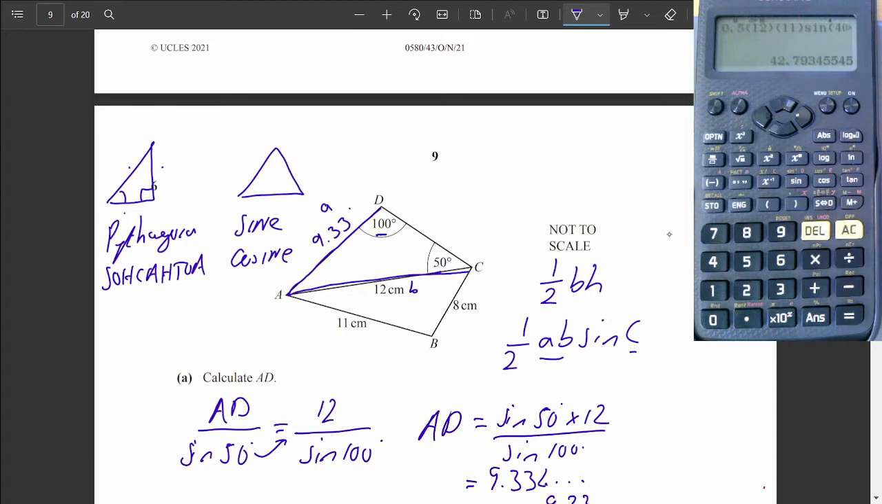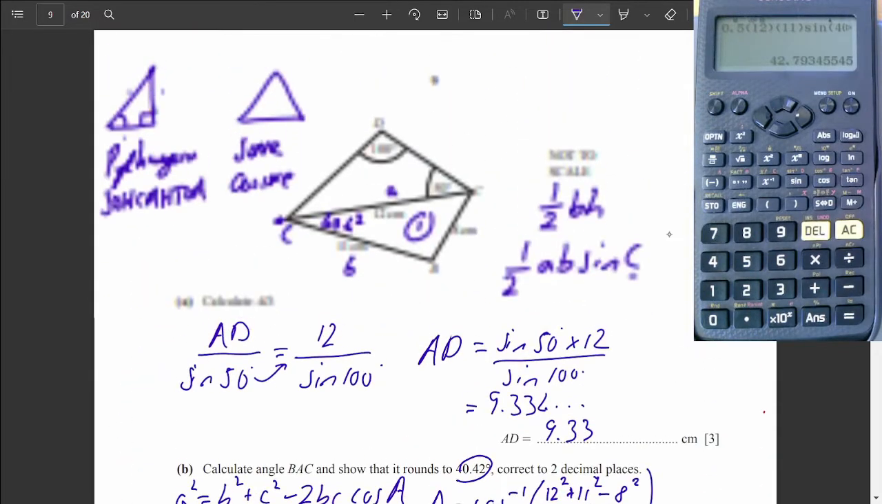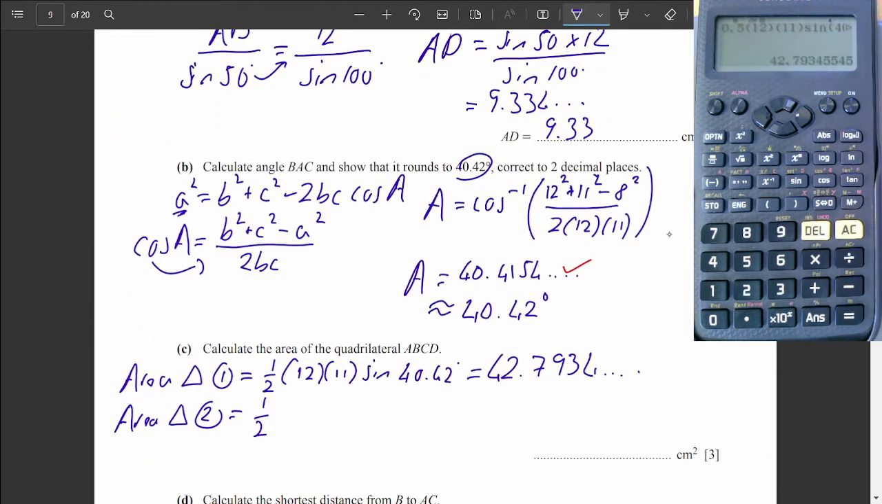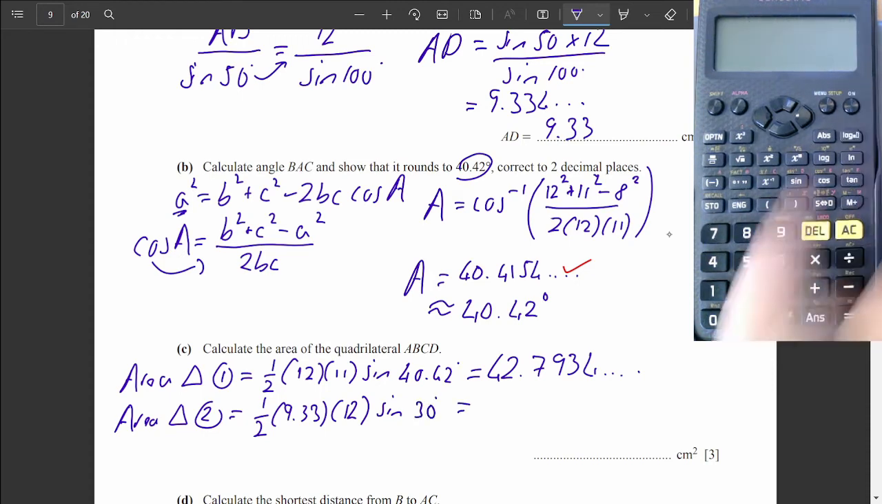That's easy to get, thankfully, because we know angles in a triangle add up to 180, so 180 minus 100 plus 50. That must be 30. And that will be the angle C we use. So again, we made this C and the other two are a and b. So it will be a half, 9.33 and 12, sin C, which was 30. Let's do that.